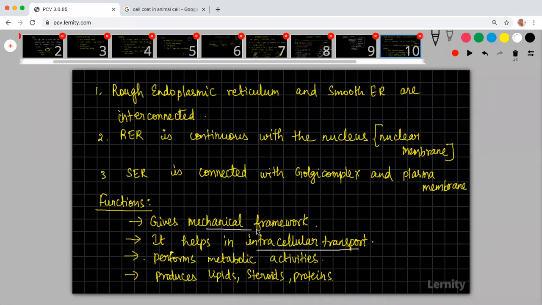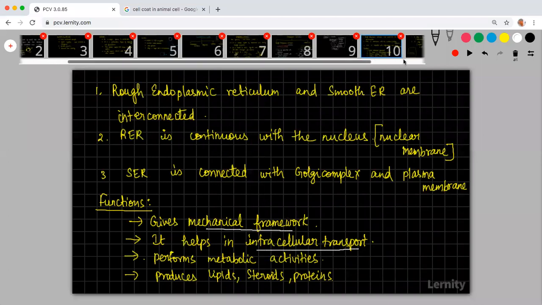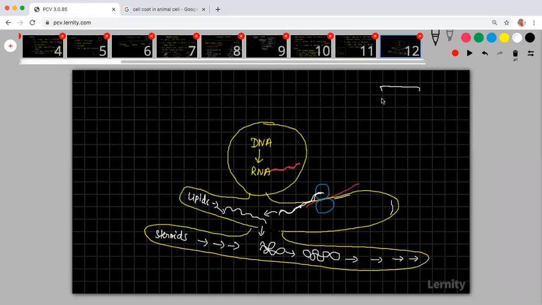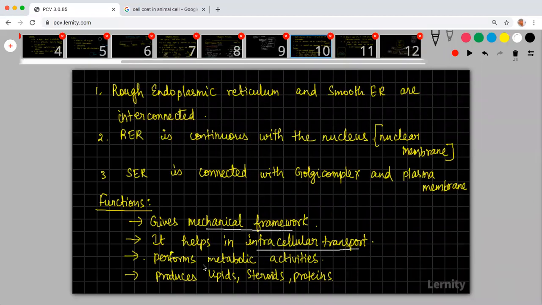It gives a mechanical framework. Why? Because you have a cell. Let us say that this is the cell. This entire cell will be comprised of what? It will have lots of this endoplasmic reticulum. So it is giving a mechanical framework. It will be acting as a frame. It will have lots of enzymes, so it will be involved in the metabolic activities. And also it will be producing lipids, steroids and proteins.